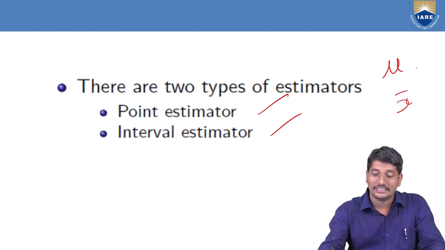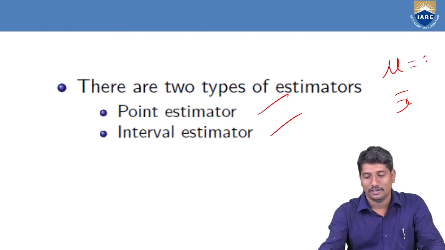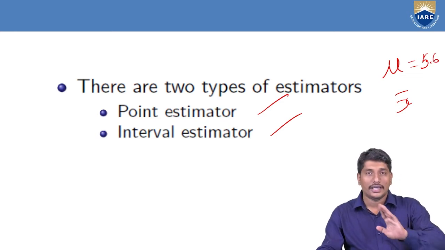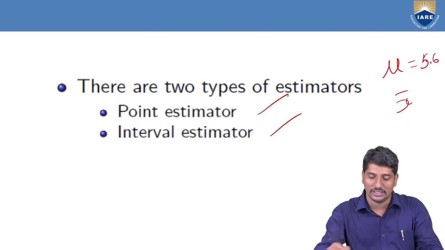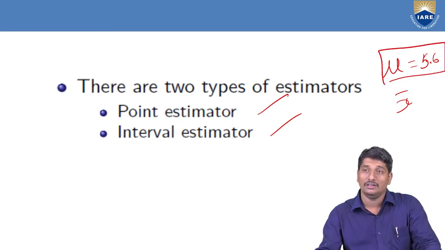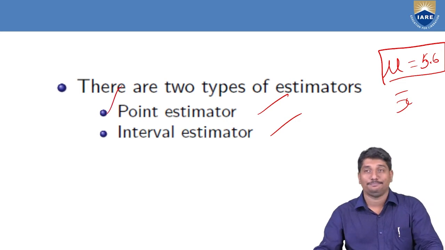and we express the value of mu as a single number like 50. If we are trying to measure height, we express it as a single number, 5.6 inches on an average. That is, the height of IARE students on an average is 5.6 inches. Here we are expressing the estimated value of the population mean as a single number. This is called point estimation.